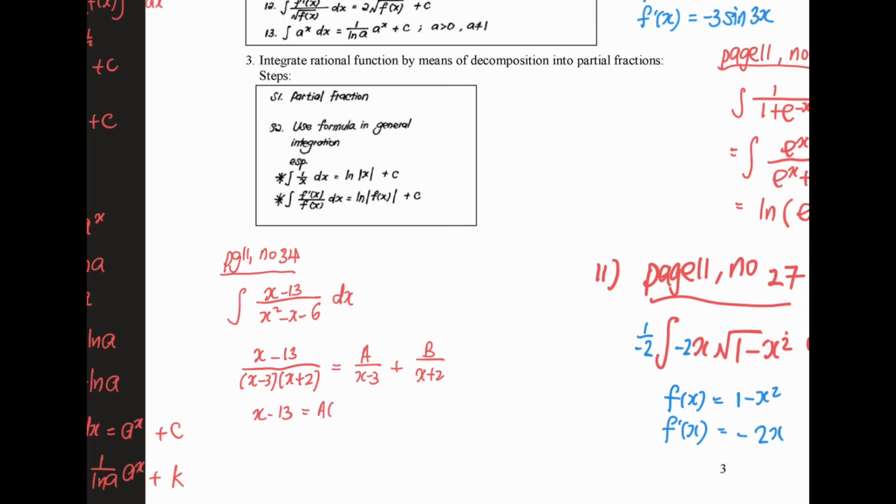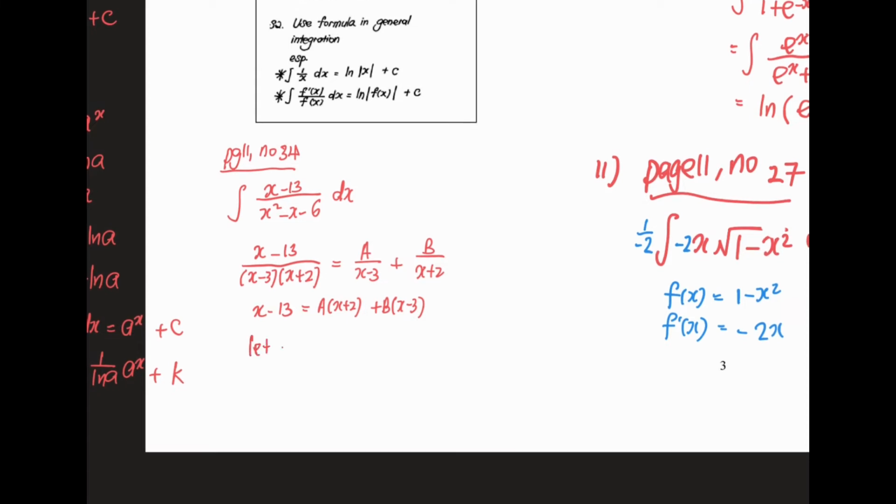Then I get this. Okay, then I let x equal to negative 2. I get negative 15 equal to negative 5b. So I get b equal to 3. So I let x equal to 3. So I get negative 10 equal to 5a. So a equal to negative 2. Okay, now I have my partial fractions.